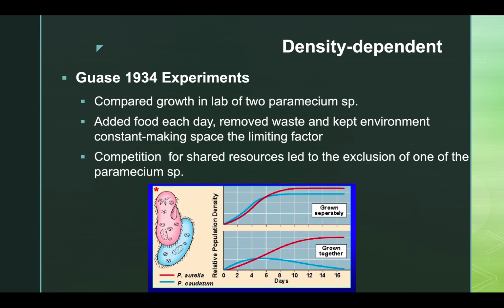One of the really classic studies when it comes to density dependent factors is Gause in 1934. He had two paramecium species, where he put them either in the same system or in different systems. So they're either growing together in the same colony or growing separately. He tried to control all of the different limiting factors. Everyone got the same amount of food each day, all of them had their waste removed, and the temperature and other conditions were kept the same. Then he was trying to study the competition for shared resources.